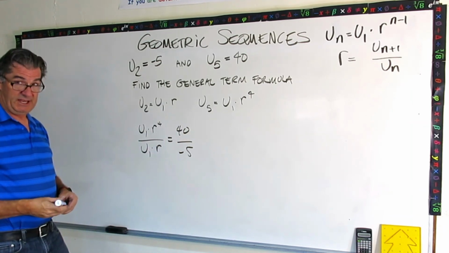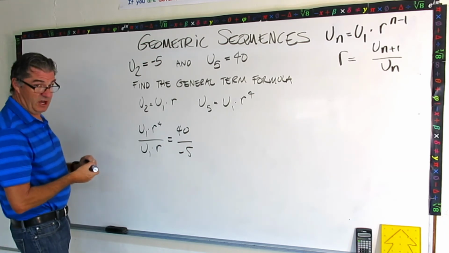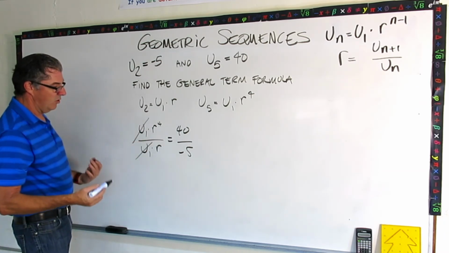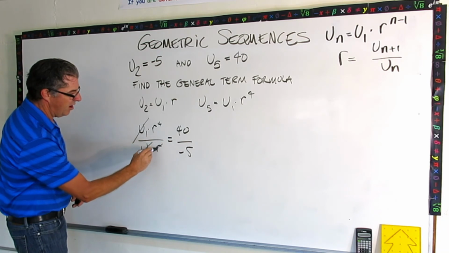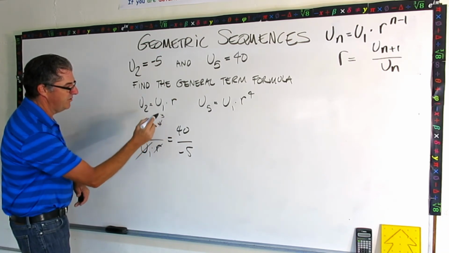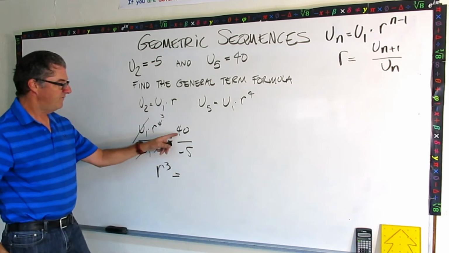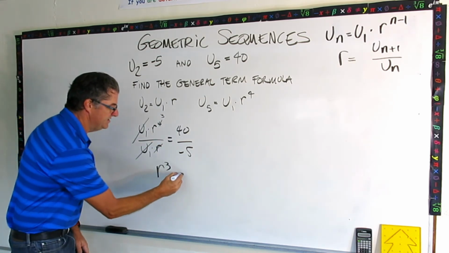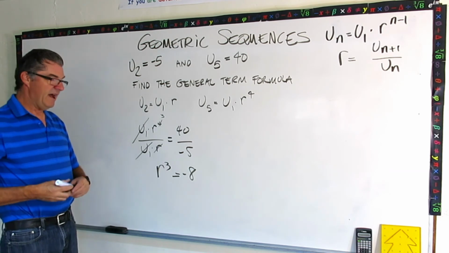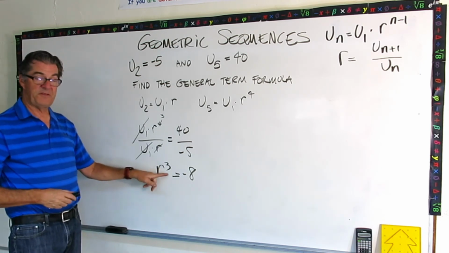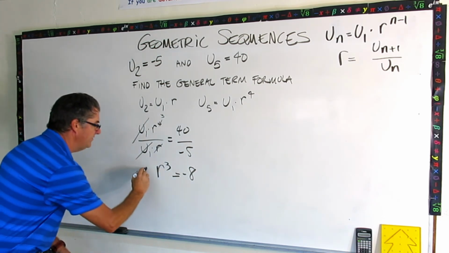So now we can do some canceling and simplify. First off, the u1s go away. The r on the bottom is going to cancel, and this will go to r to the third. So this side is going to be r to the third. And then 40 divided by negative 5 is negative 8. Now how do we finish this? R to the third, we take the third root of both sides.